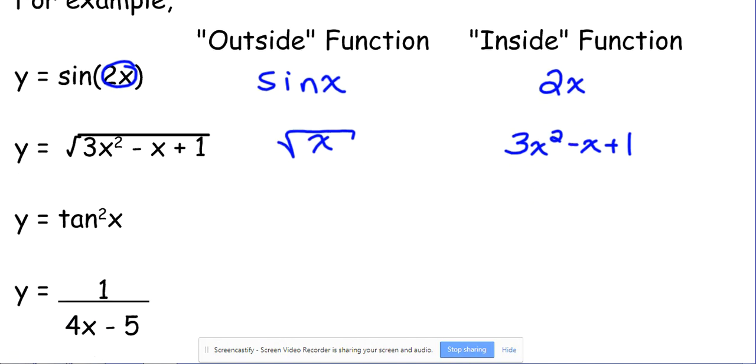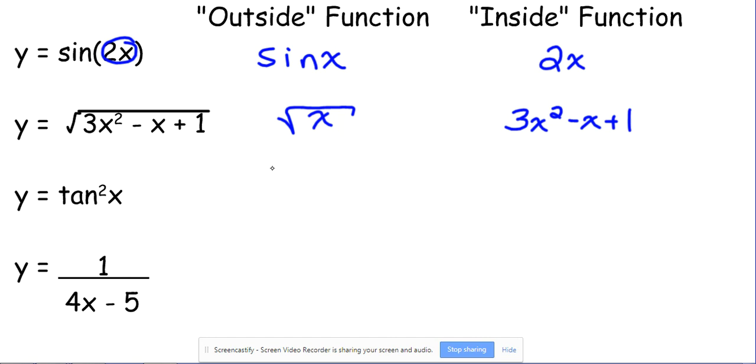Now, this next one may be a little bit more difficult to think of. Tangent squared of x. This is how we write our trig functions when the function itself is squared. If you see that notation, really this is what's going on: we're taking the tangent of x and we're squaring that quantity. So the outside function here is the squaring, and the inside function is the tangent of x.